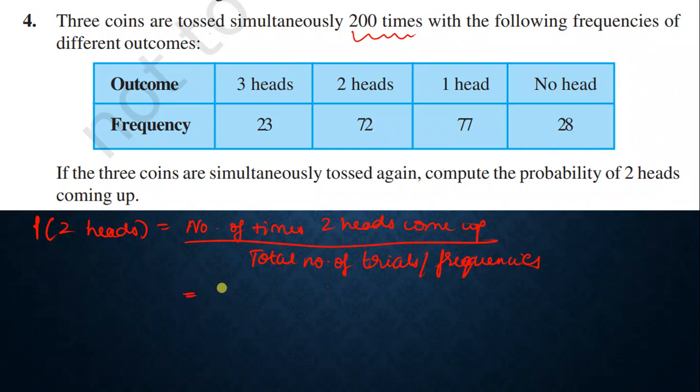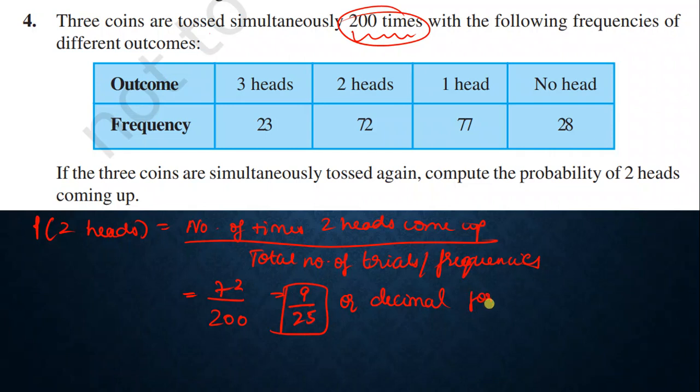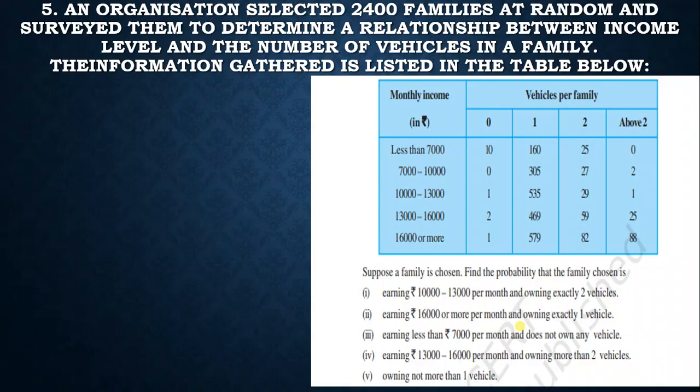So this will be equal to the number of times 2 heads come up, which is 72, by the total number of trials or frequency, which is 200 times. So divided by 200. Simplify this, you will get 9 by 25. This will be the final answer, or you can even go for the decimal format of 9 by 25. That is also fine. This is the fourth question. Let's move on to the fifth question.